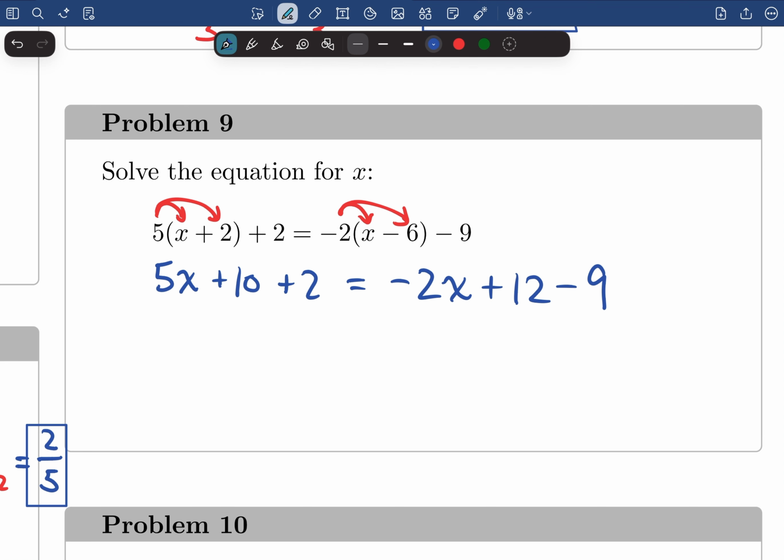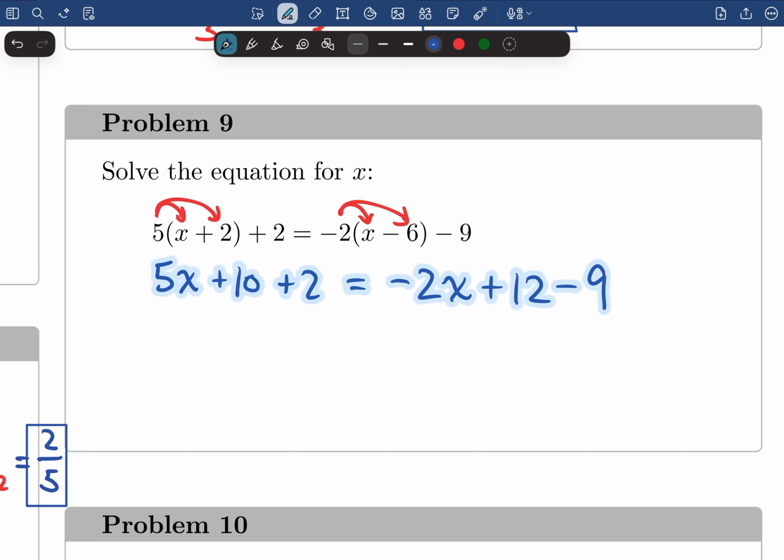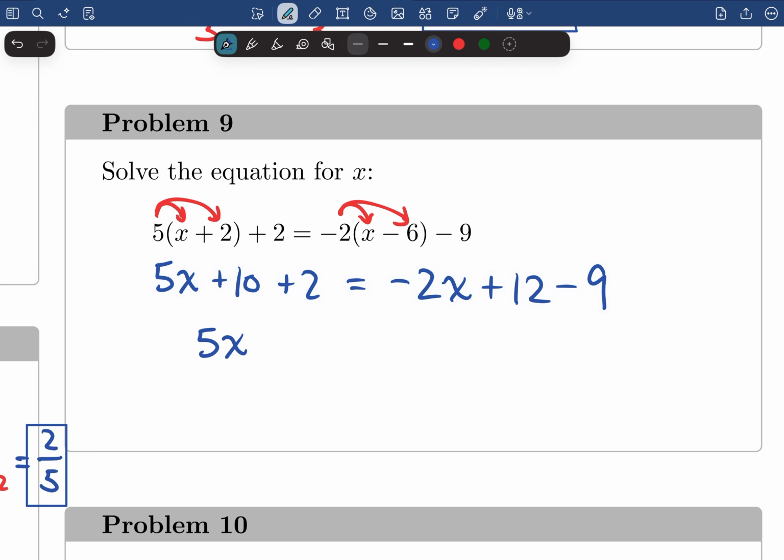Let's talk about that really fast. Now, here you see I multiplied negative 2 with x, and I got negative 2x, and I multiplied negative 2 with negative 6, and I got positive 12. All right? So that's an important feature to notice. Next, let's go ahead and combine any like terms on either side of the equation. So I see constants that can be combined, like 10 and 2 will make 12, and 12 and negative 9 will make 3. So rewriting this, I get 5x plus 12 equals negative 2x plus 3, I should say.